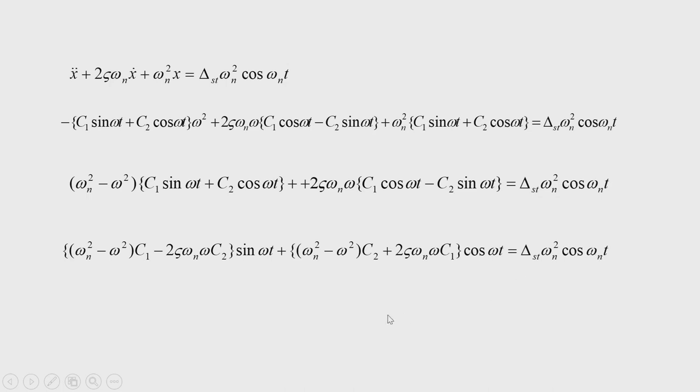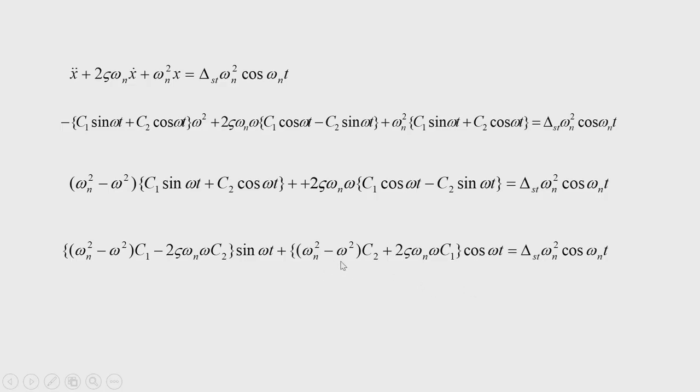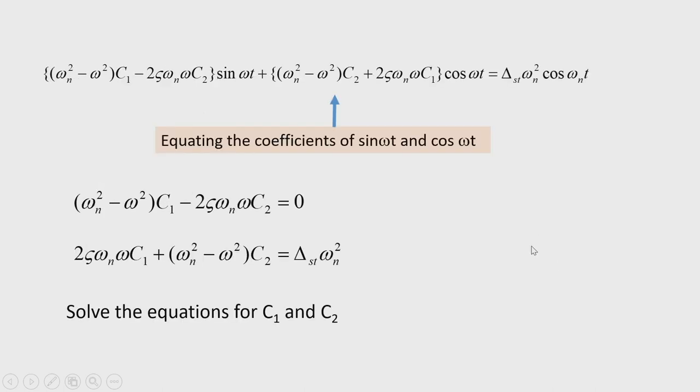So, equating the coefficient of like terms, coefficient of sin omega t will be 0, because there will be no terms like sin omega t in the right hand side, whereas the coefficient of cos omega t from both the sides, if we equate, we will get omega n square minus omega square into C 2 plus 2 j omega n omega into C 1 equal to delta S t omega n square. So, we get two equations here after equating the coefficient of sin omega t and cos omega t, and these equations can be solved by any standard rule.